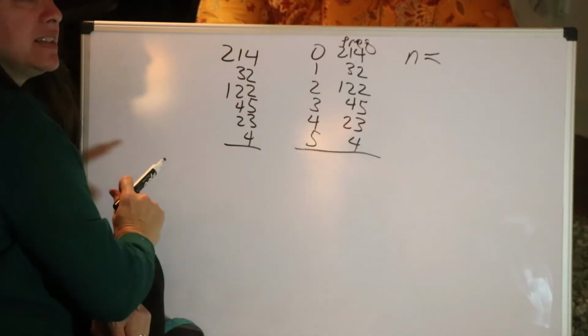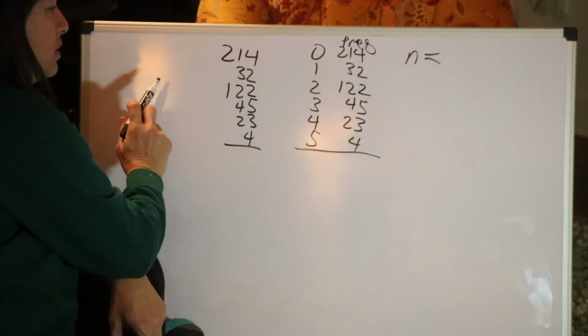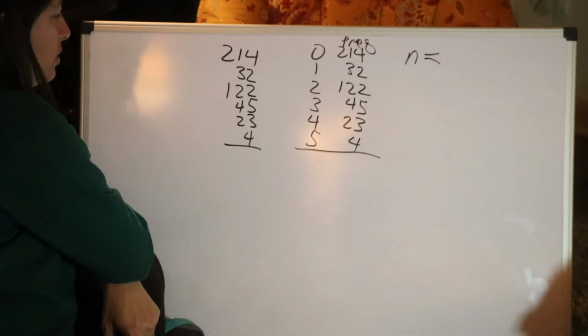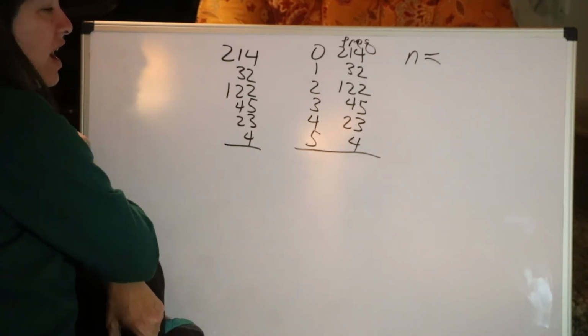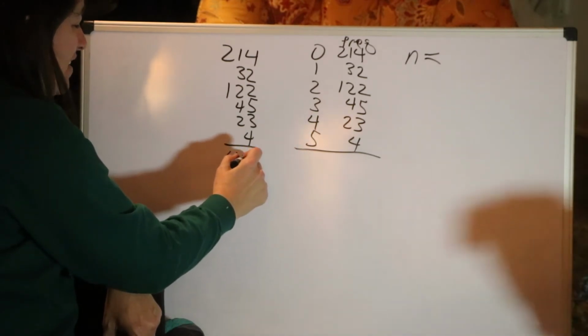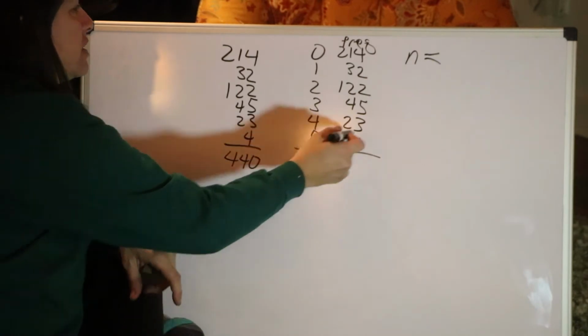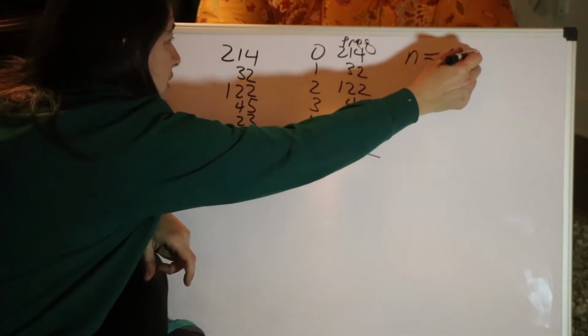Calvin, will you help me with this? So 214 plus 32 plus 122 plus 45. 440. 440, okay. So our n is 440.